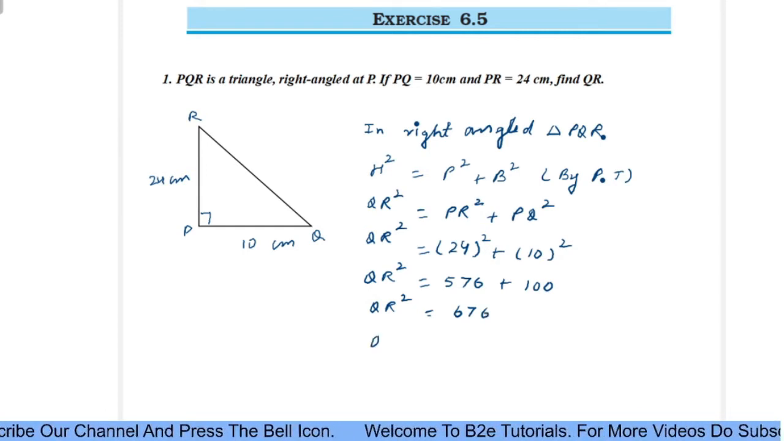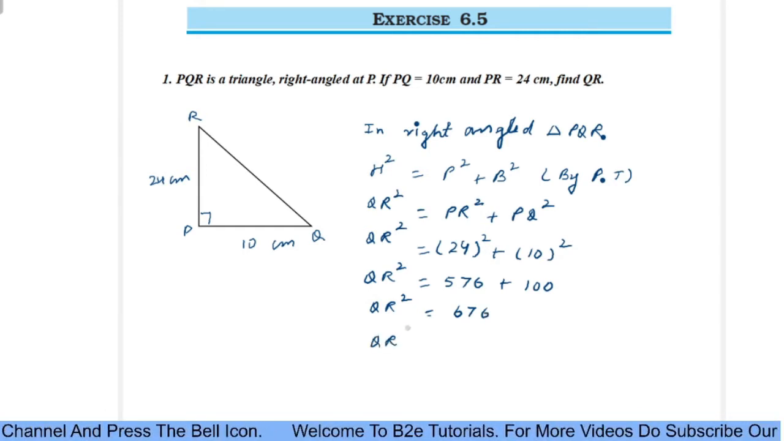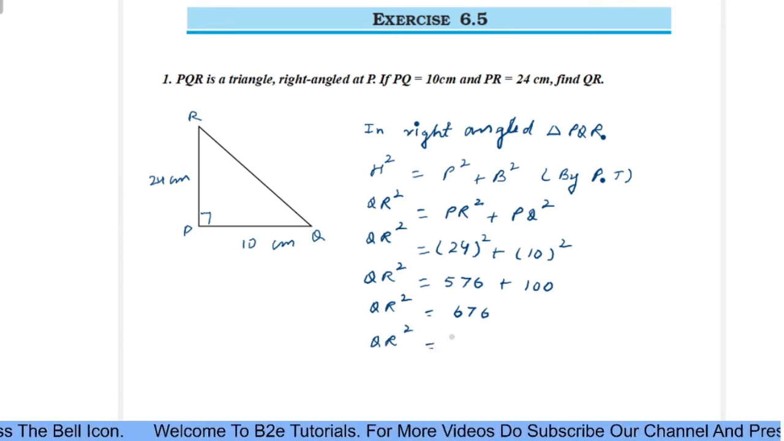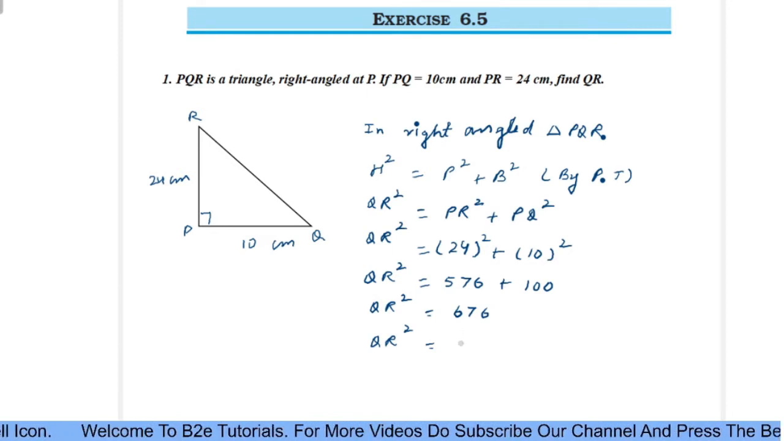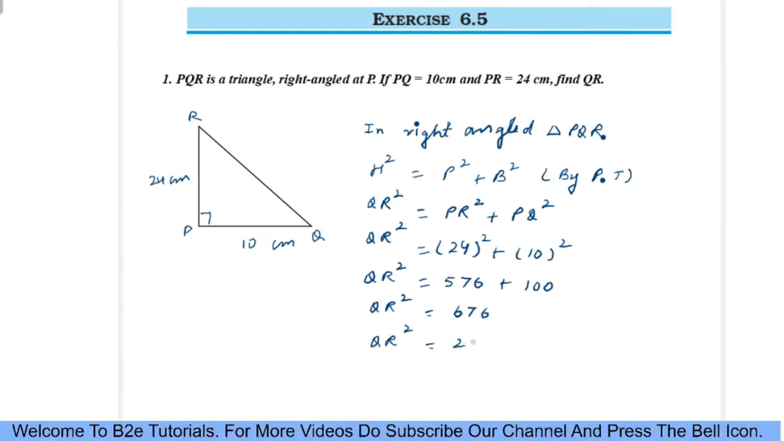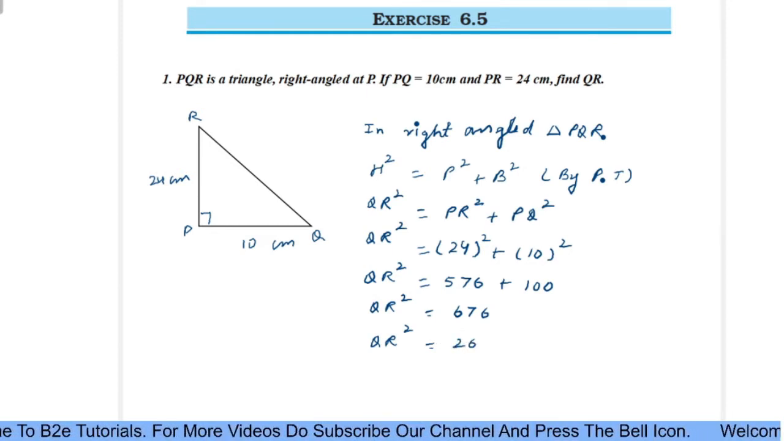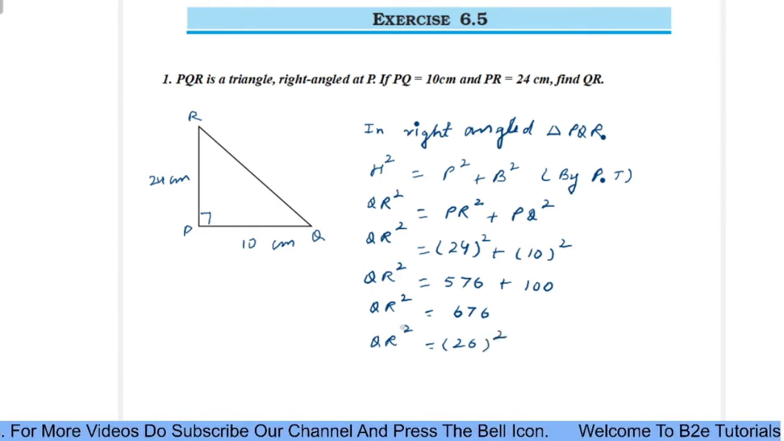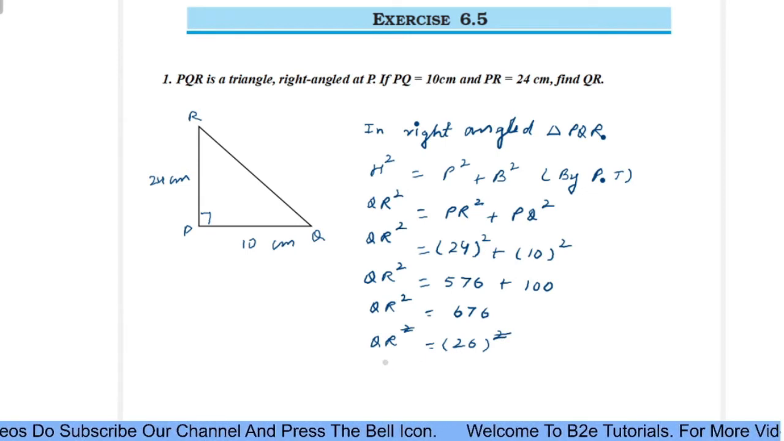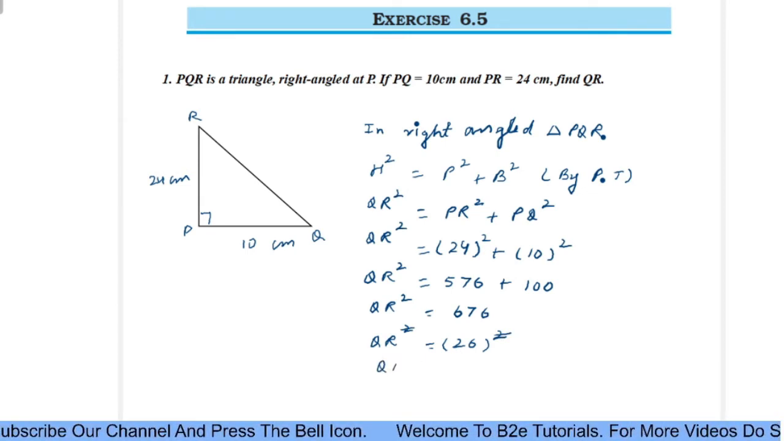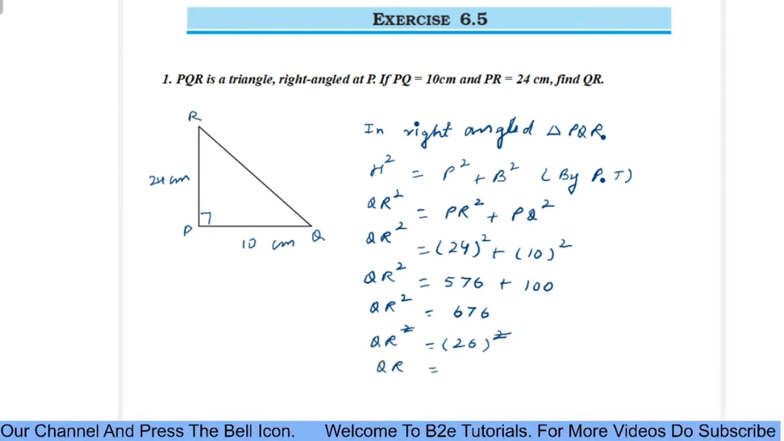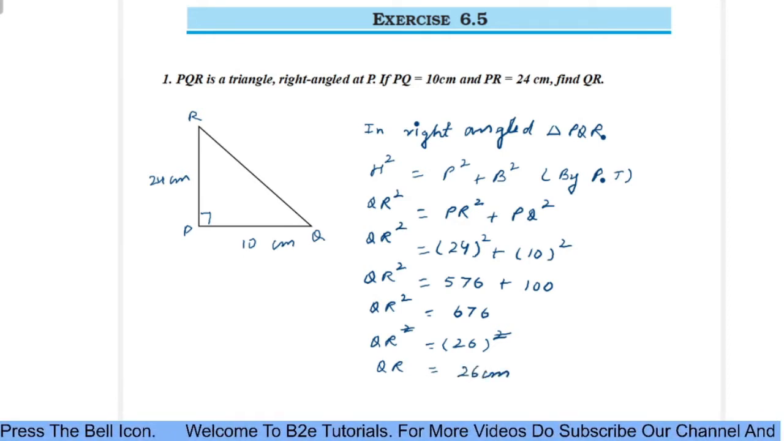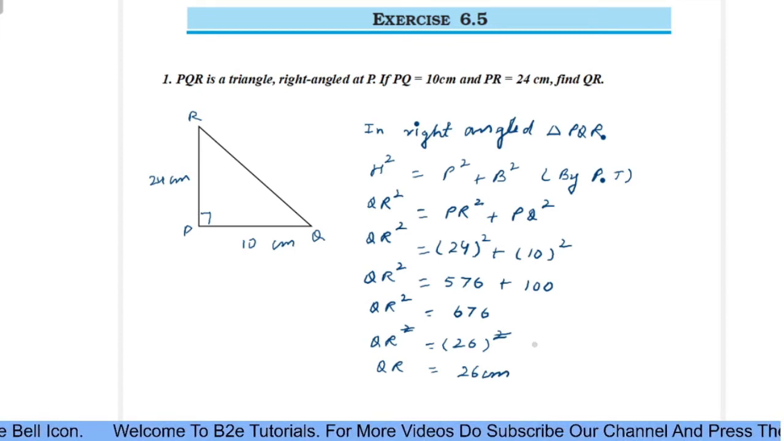Now QR square equal to, you have to find out 676 is the square of which number? It is the square of 26. This can be written as 26 whole square. Here we can cancel this. QR equal to 26 centimeter. This is your answer. Come to next.